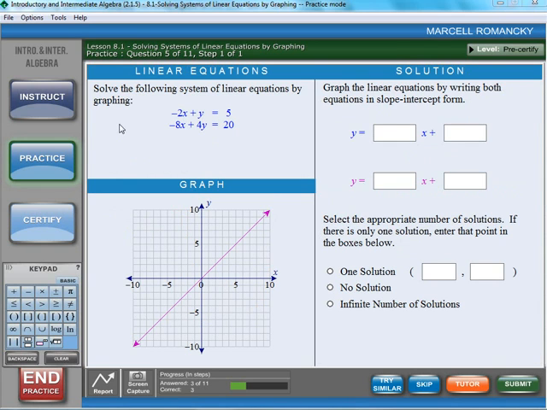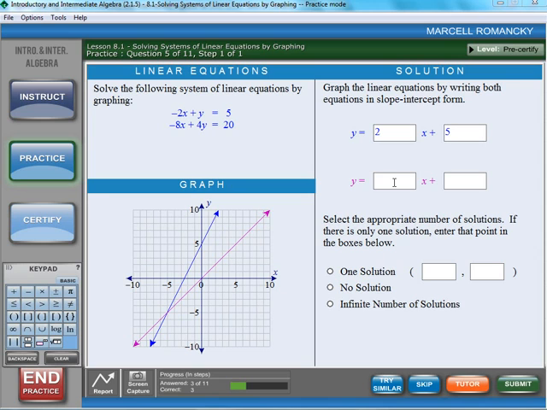So all we have to do is go back up and solve for y, so I'm going to move the 2x over. And if I solve that, it's pretty straightforward. So I'm going to end up with a 2 in front of x and a 5 at the tail end. We okay with that part?